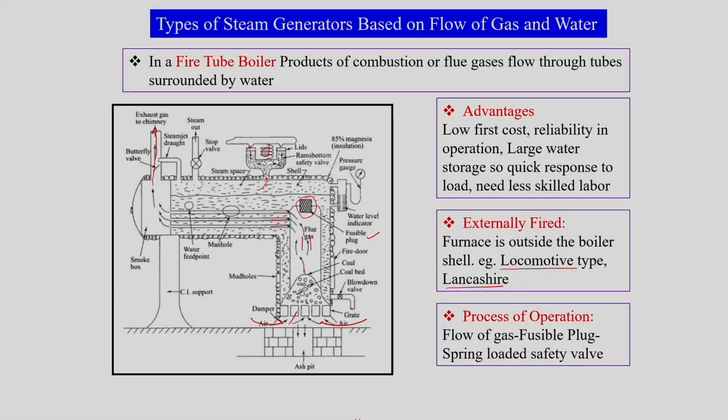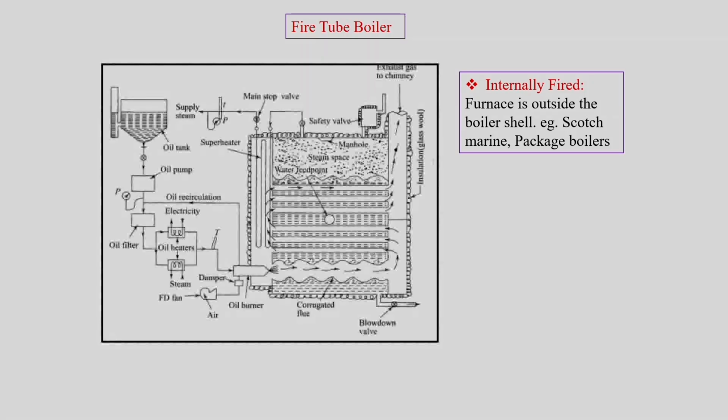Then there are other operational units or parts, such as the pressure gauge and the water level indicator. All these things are integral parts of the boiler. Then the internally fired fire tube boiler will have the shell and furnace integrated with each other. Examples are the Scotch marine boiler or the package boiler.